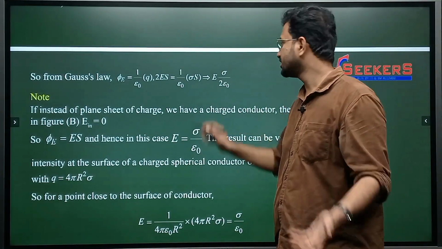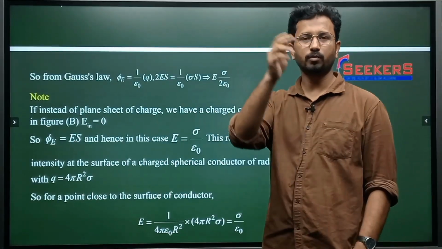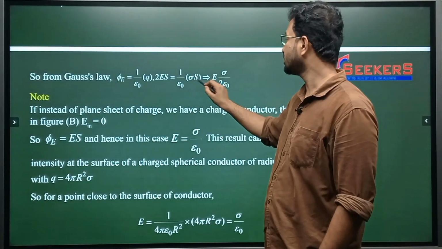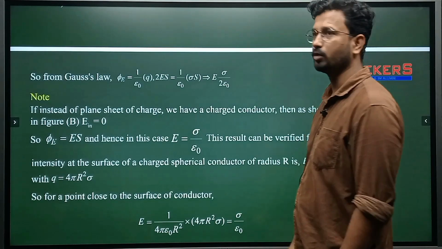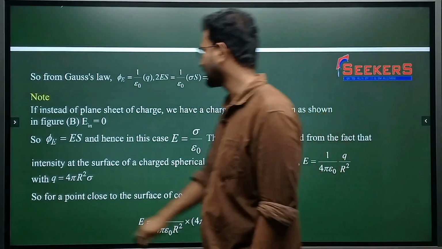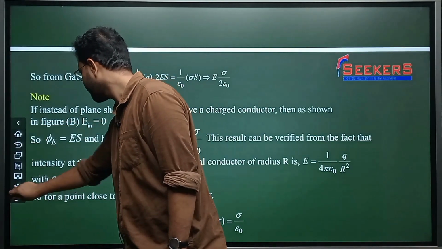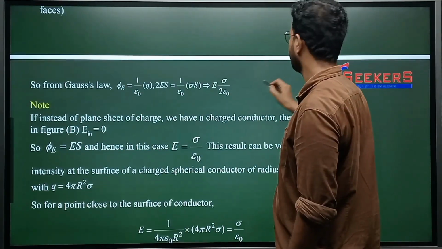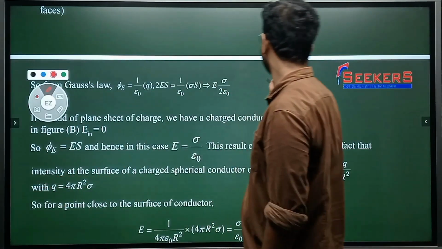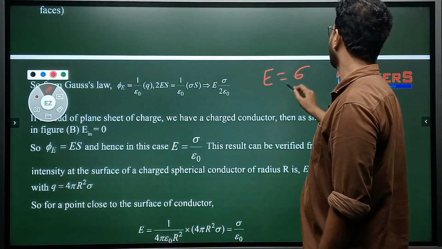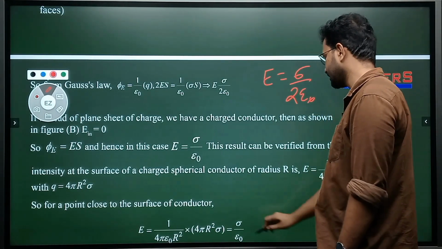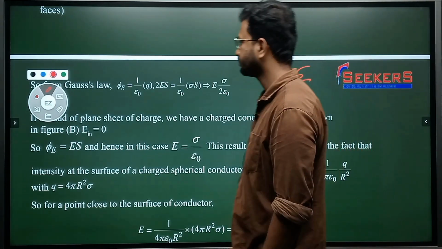How much is Q internal? Surface charge density, represented by sigma here, into the area of the sheet. How much area have we taken? S. So sigma into S divided by epsilon naught. If you solve this equation, the electric field will be sigma by 2 epsilon naught, where sigma is the surface charge density, as you can see here also.